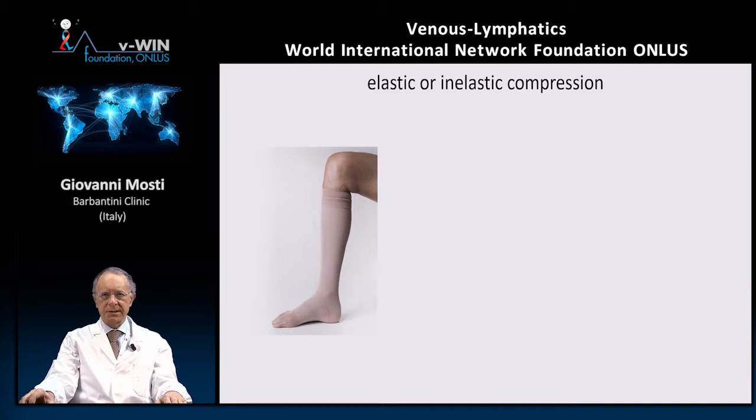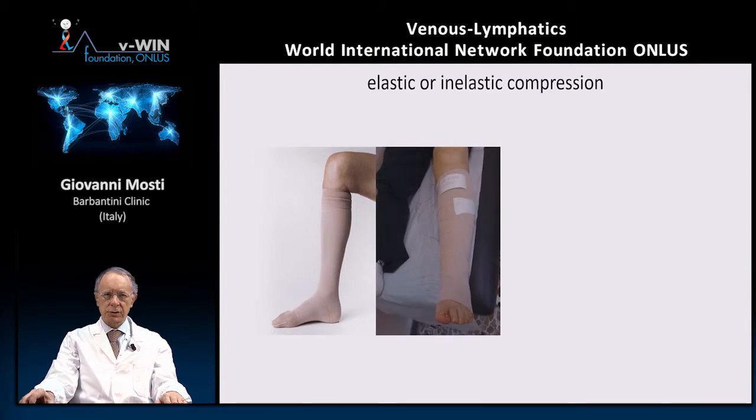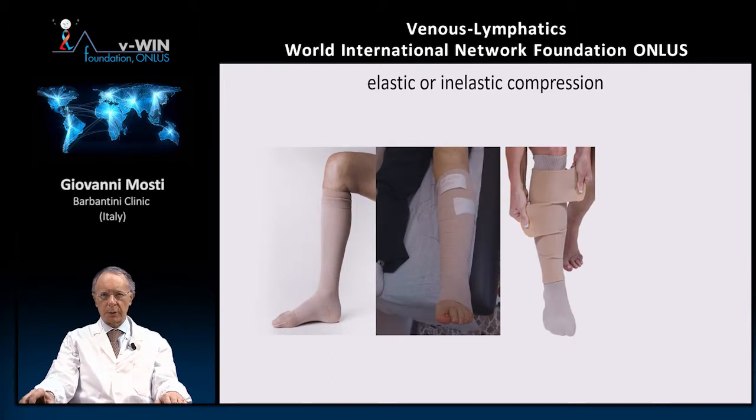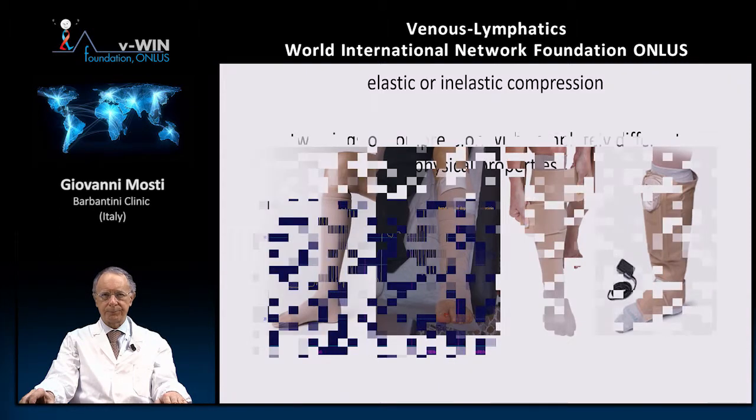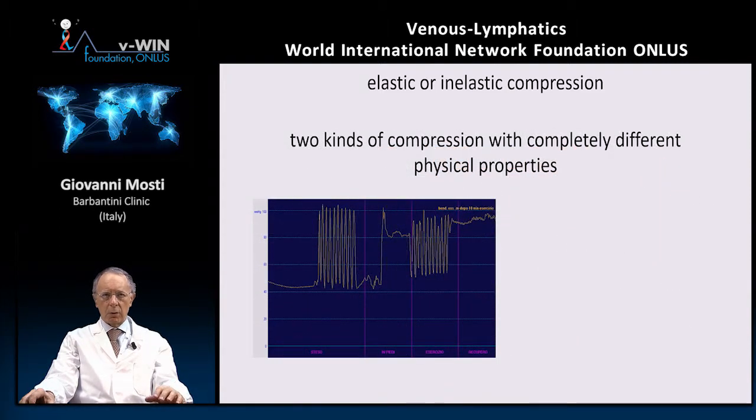Compression therapy consists in applying some material around the leg to exert a compression pressure able to oppose edema formation and/or counteract the ambulatory venous hypertension. It can be exerted mainly by elastic stockings, elastic bandages or inelastic bandages, adjustable compression wraps, or pumps. But basically, all these compression materials can be divided into two main categories, elastic or inelastic. And these two kinds of compression have completely different physical properties.